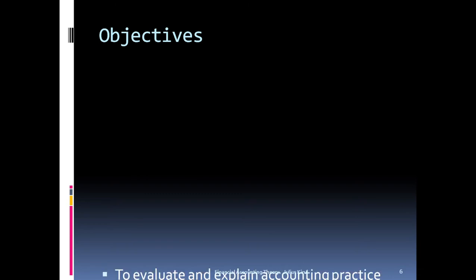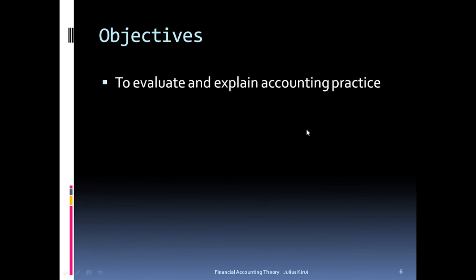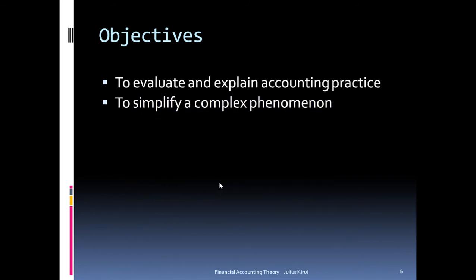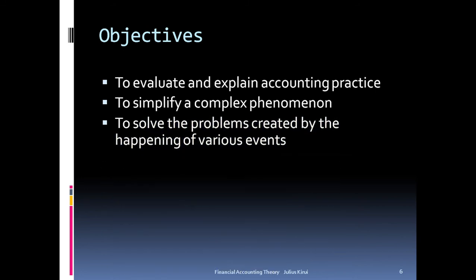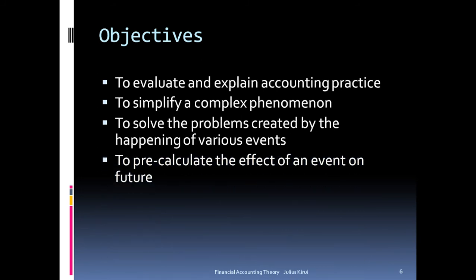Objectives. Now, what are the objectives of accounting theory? Number 1, to evaluate and explain the accounting practice. So it's all about evaluation and explaining the accounting practice. Number 2, to simplify a complex phenomenon, bringing that complex phenomenon into simple form. Number 3, to solve the problems created by various events in accounting practice.